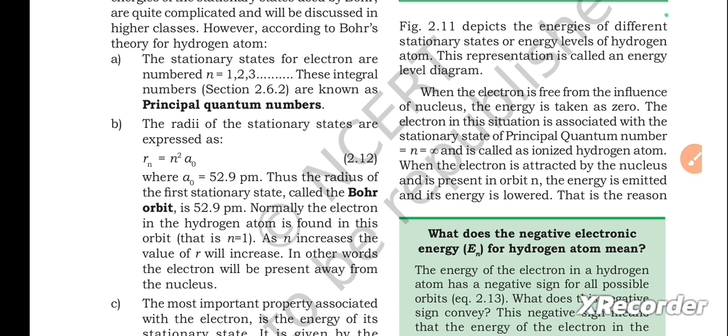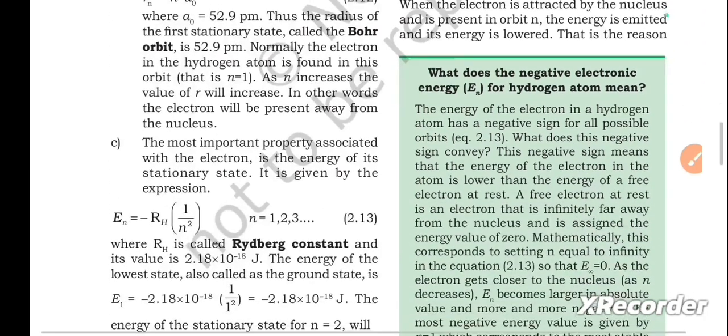Next, second point. The radii of the stationary states are expressed as r_n equals n squared a_0, where a_0 equals 52.9 pm. Thus, the radius of the first stationary state, called the Bohr orbit, is 52.9 pm. Normally, the electron in the hydrogen atom is found in this orbit, that is n equals 1. As n increases, the value of r will increase. In other words, the electron will be present farther away from the nucleus.